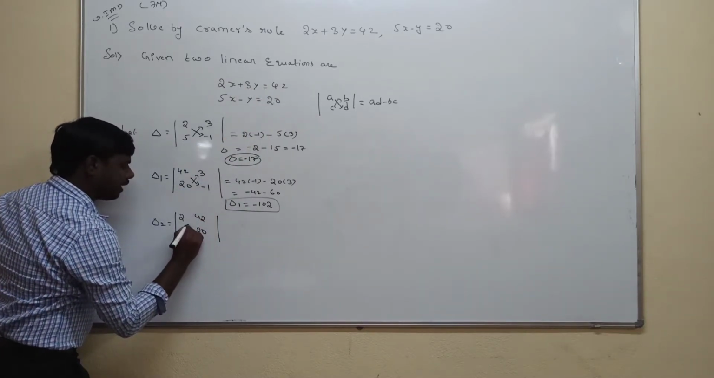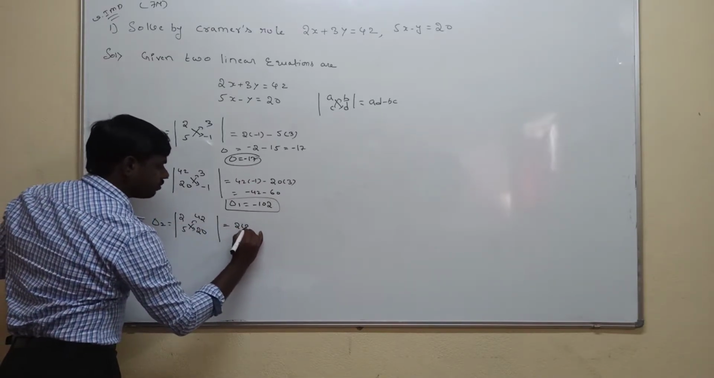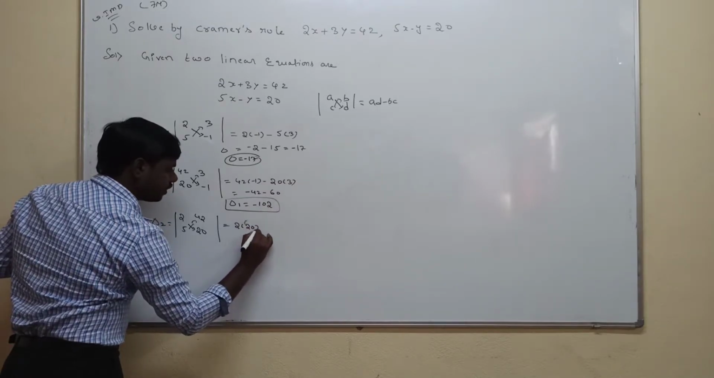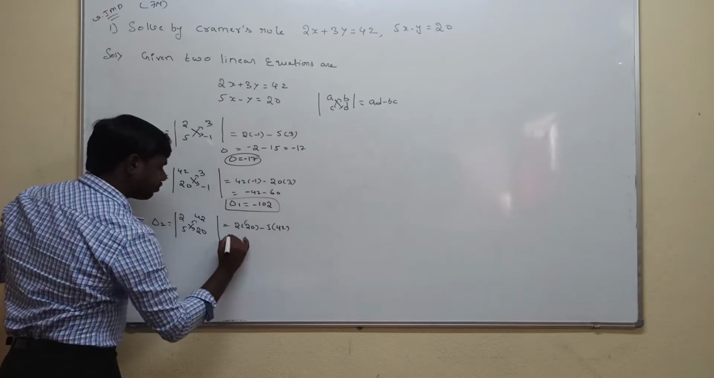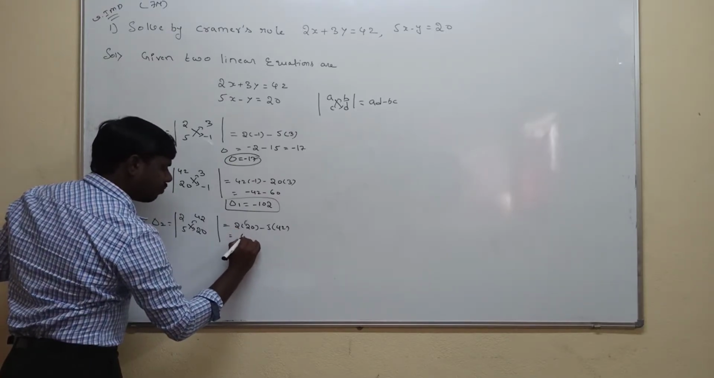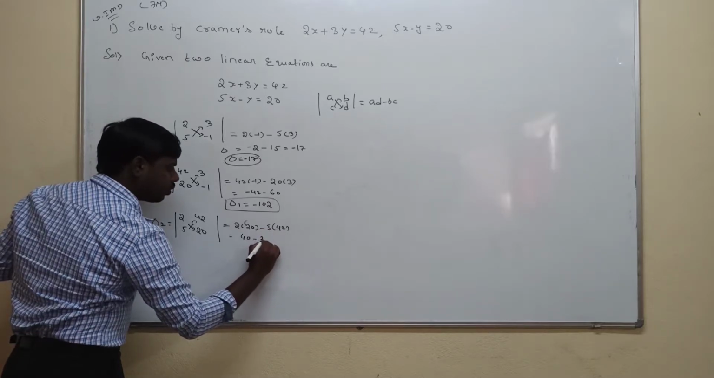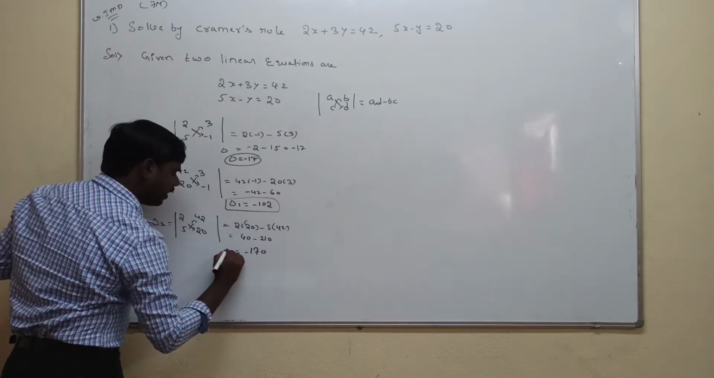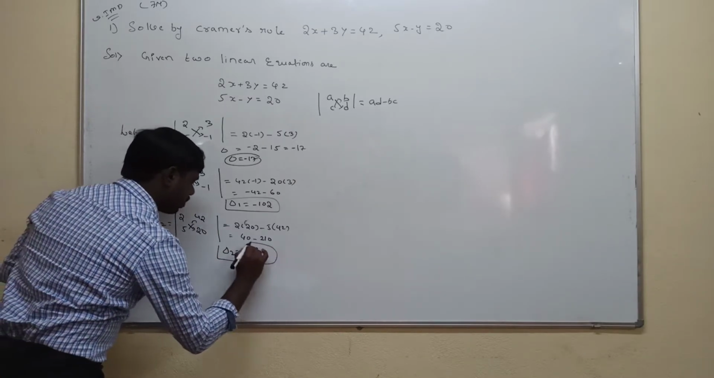Here also we apply the cross multiplication method. 2 into 20 is 40, minus 5 into 42, which is 210. That value, minus 170, is delta 2. Delta 2 is minus 170.